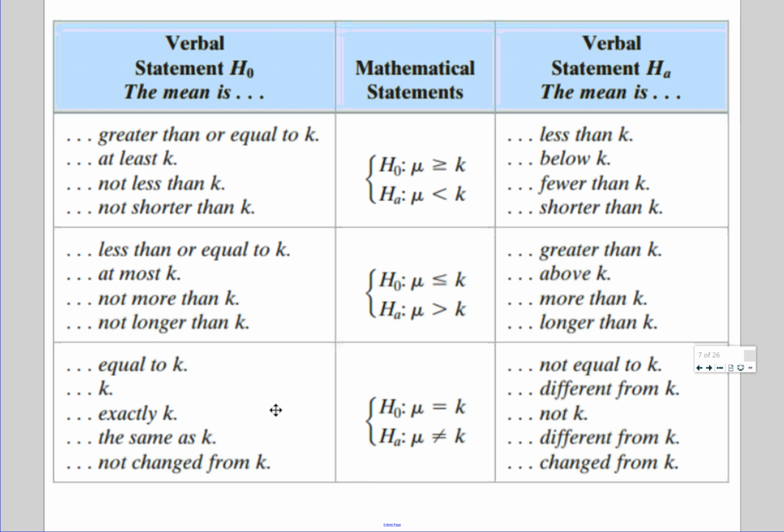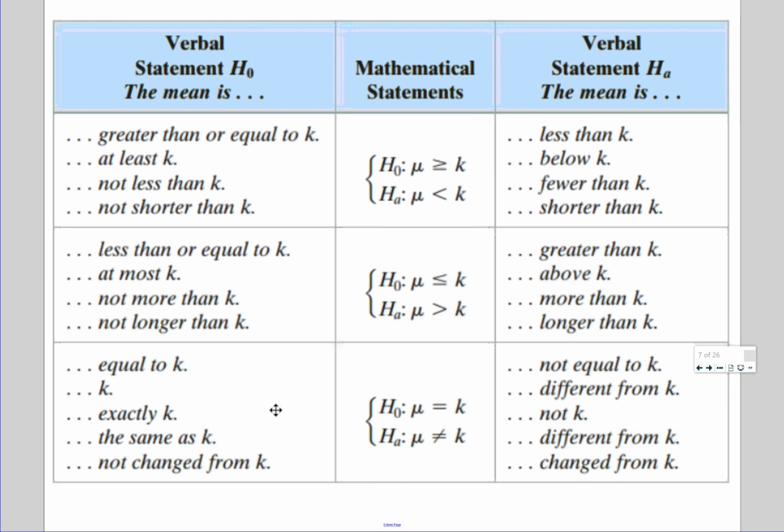Now they're coming back up again because we're using inequalities in our hypothesis testing. And then you're going to see the opposite in that second row. Again, it's greater than, less than, it's just flipped. And then statements of equality versus non-equality: equal to, exactly the same as, not changed from.